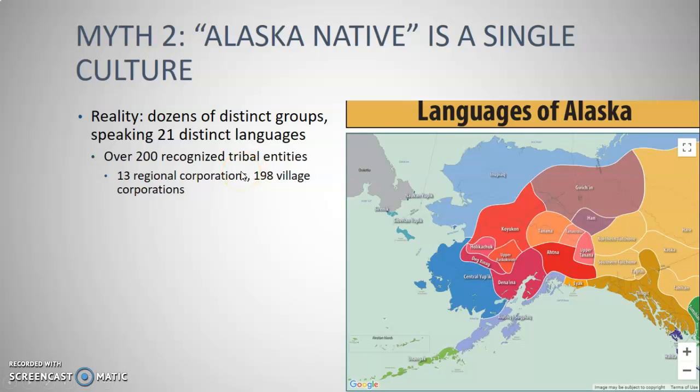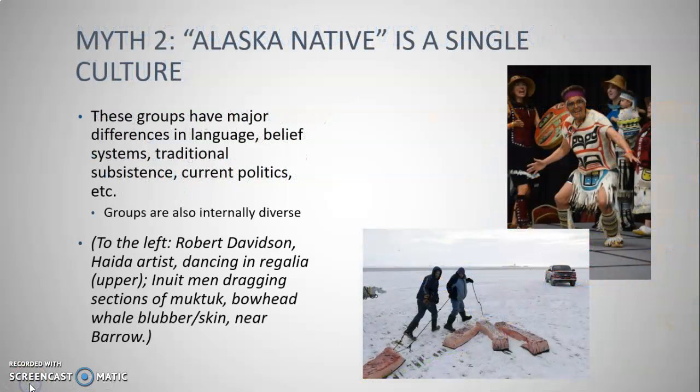There's over 200 recognized tribal entities in Alaska. Specifically, there are 13 regional corporations, and we'll talk about what that means later, and 198 village corporations, as well as groups specifically identified as tribes. So we'll talk about all that later in this semester, but it's diverse.